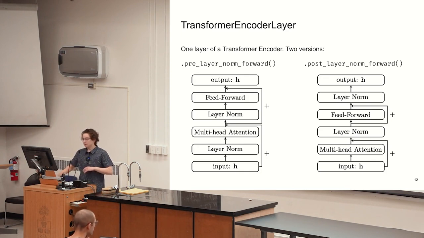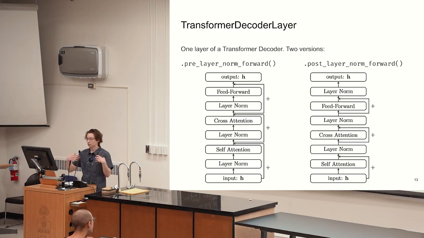Okay, so that sums up the transformer encoder layer. And now we're going to talk about the transformer decoder layer. I won't spend too much time on this because it's pretty similar. The main difference is that instead of doing just self-attention, now you're doing self-attention and cross-attention. And again, there are the two versions, pre-layer norm and post-layer norm.